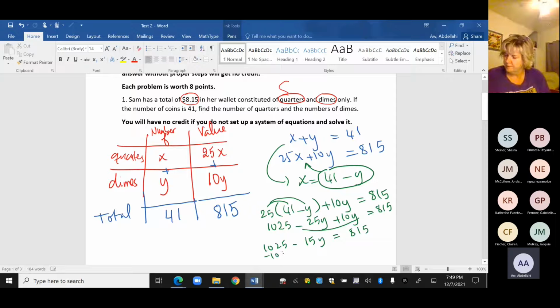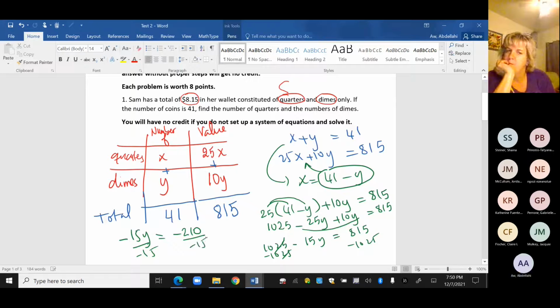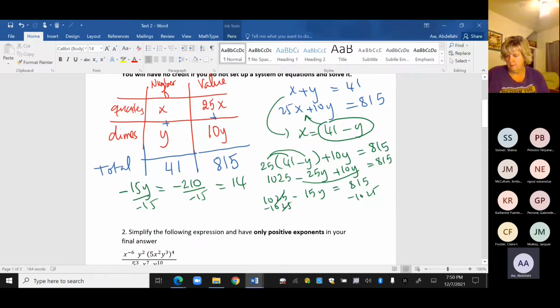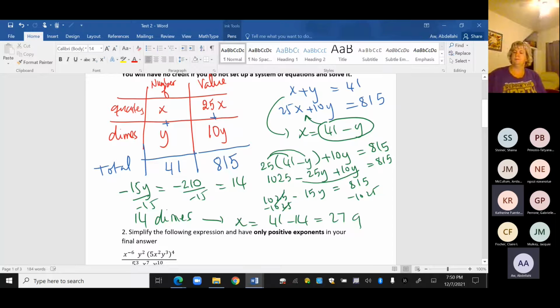So we subtract 1,025 on both sides, and we get negative 15Y equal to negative 210. We divide by negative 15 on both sides, so we get 14. The Y is dimes, so we have 14 dimes. So how many quarters then? X is 41 minus 14, which is 27 quarters, right? Got it.